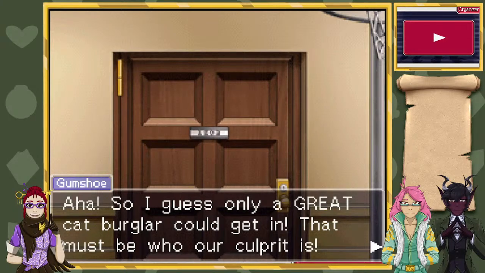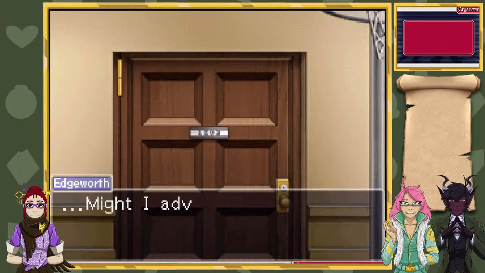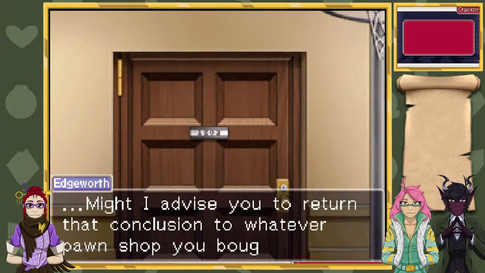Aha! So I guess only a great cat burglar could get in! That must be who our culprit is! Just because cats are quiet and sneaky, and so are those kinds of burglars. It's when you specifically break into, like, an animal shelter, and you take all the cats. Yeah, you burgled their turts, but it's cats. You burgled their kitties.